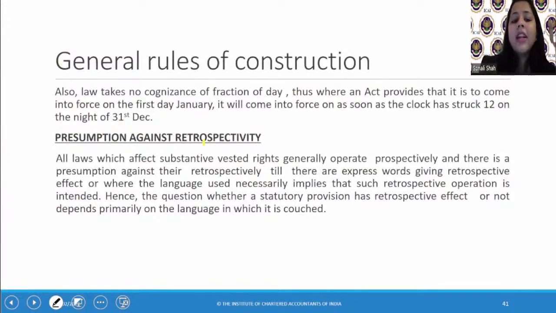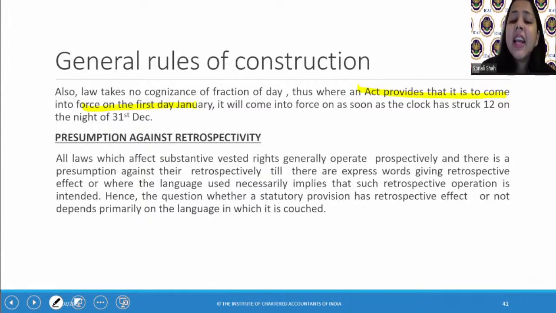Also, law does not take cognizance of the fraction of a day. So where an act provides that it is to come into force on the first day of January, the moment on 31st December night the clock strikes 12, the act will come into force. Correct? This is how the commencement of an act works prospectively, for the future.